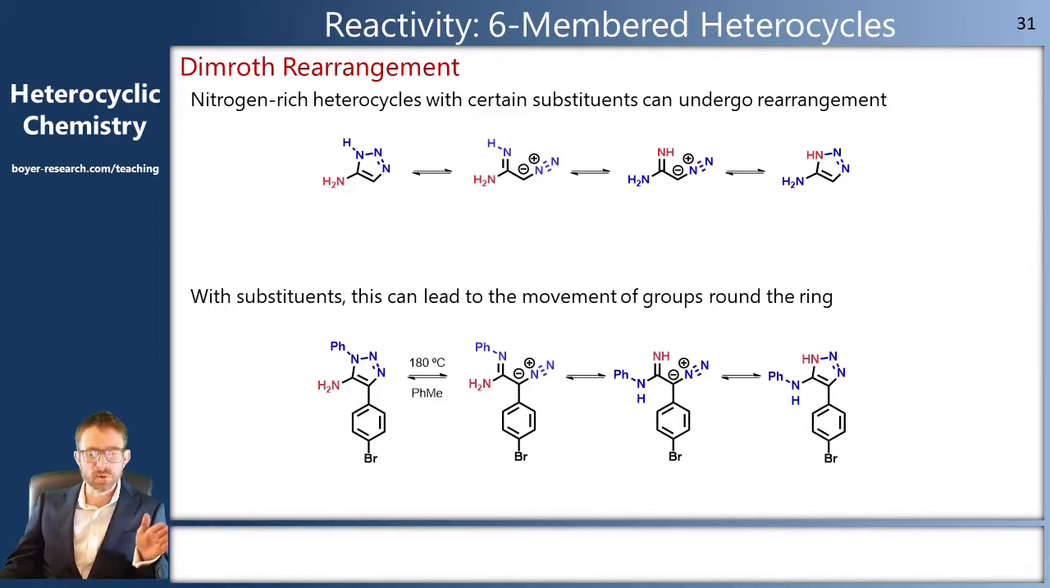But if we look at an example that has different substituents on the nitrogens, you can see that on the left-hand side, the triazole ring nitrogen has a phenyl group on it. But if we heat this up, you get an equilibrium whereby we get ring opening, rearrangement, and ring closing, so that the phenyl group moves out of the ring.